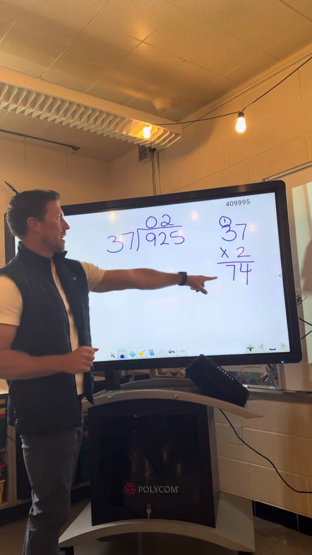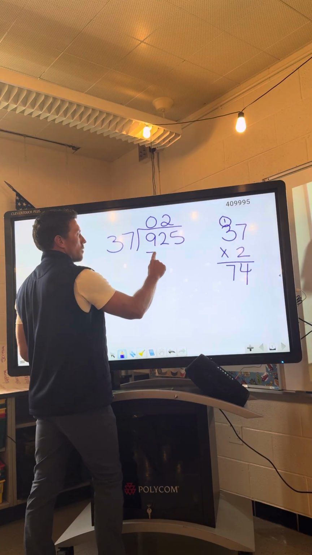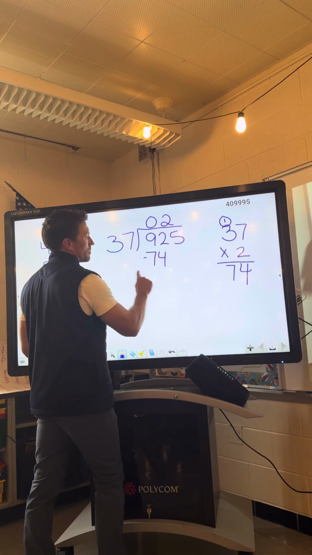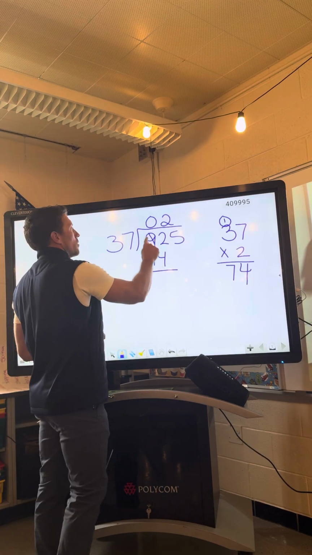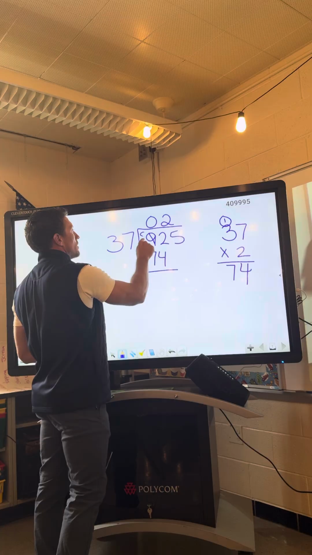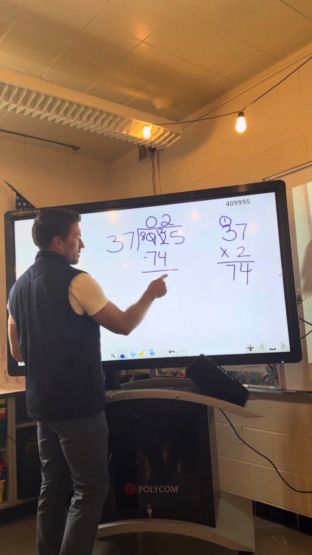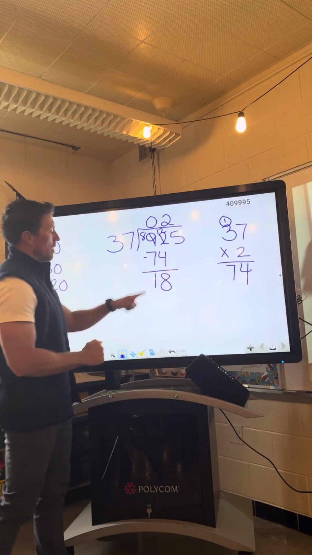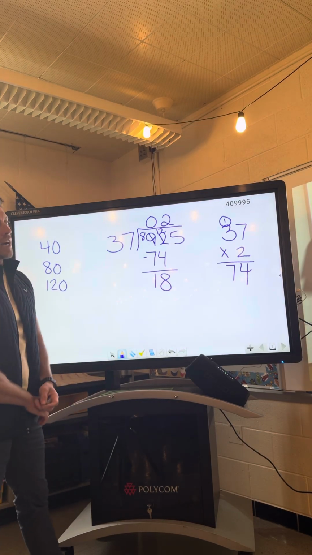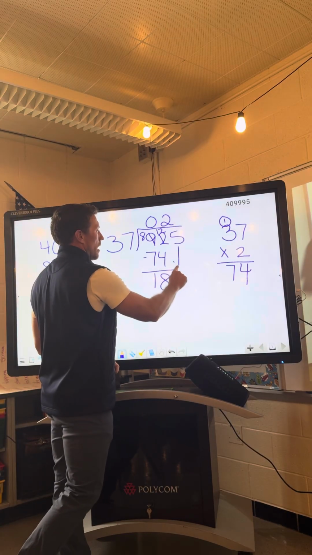As long as this answer is less than the number that we're trying to divide, we are good to go, which it is. So 92 minus 74. We'd have to borrow to regroup. 12 minus 4 is 8. 8 minus 7 is 1. My leftovers is less than my divisor, so I am good to continue on. I bring down the 5.